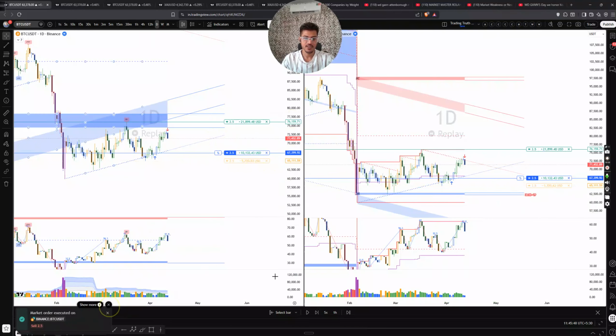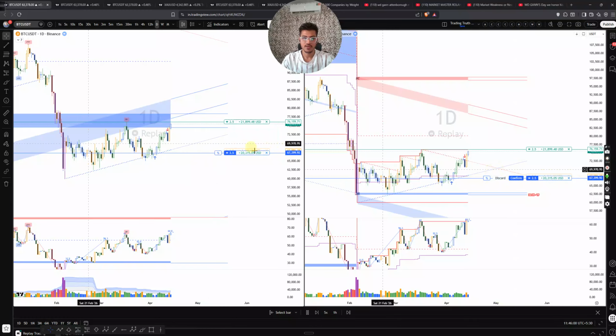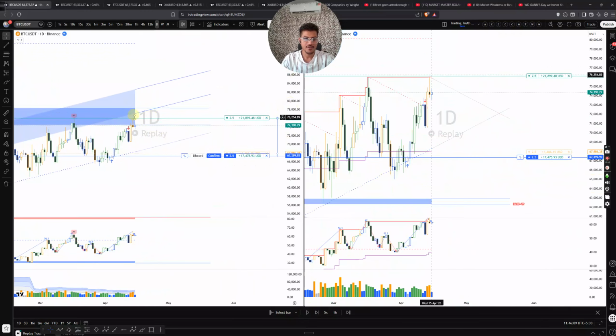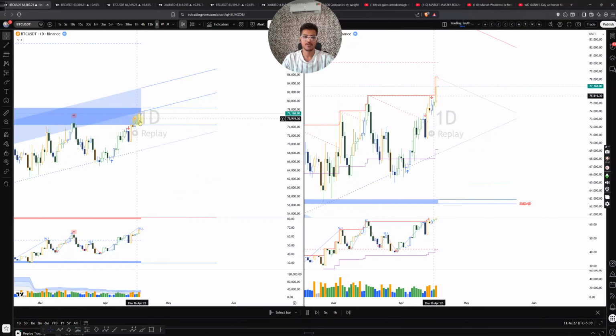We take half of the profit, which was $10,000, and now let's put our stop loss to break even. You see how it went to our profit, then it came back. So I'll just exit my trade, whole trade. Then it would have hit my profit target there, but I closed early, so no problem.